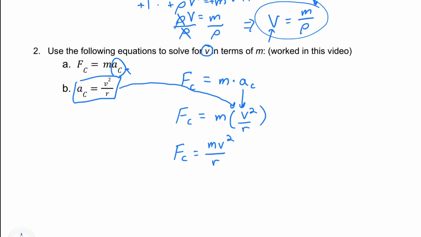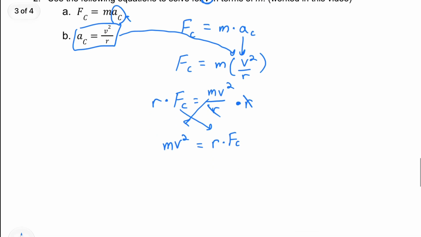So let's start getting rid of everything that's going on with v, because we want to isolate v. First thing we can do is we know that r is being divided on the right side. So if we multiply by r, that'll cancel out the r in the denominator. Whatever we do on the right side, we've got to do on the left side. Now I'm just going to flip-flop the sides of this equation. So we've got mv squared equals r times f sub c.